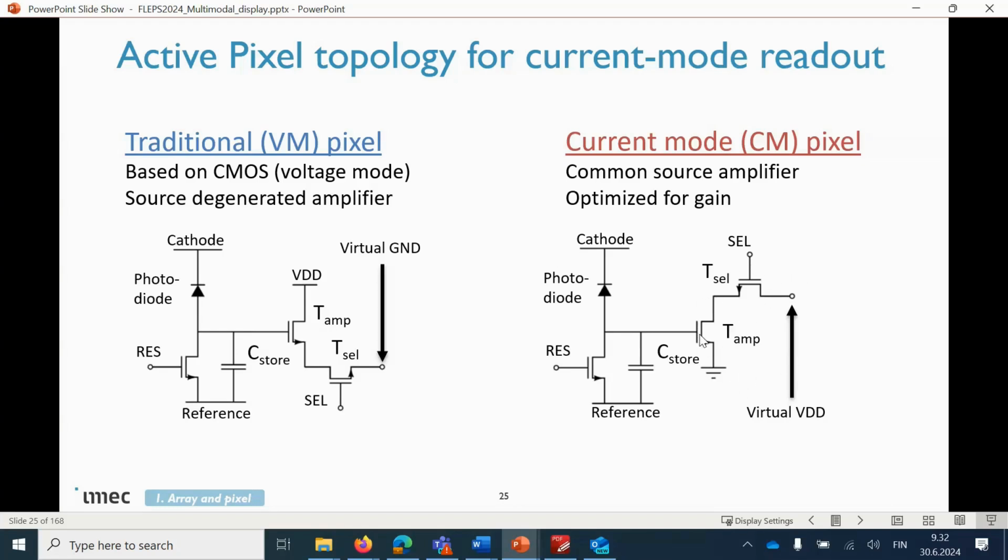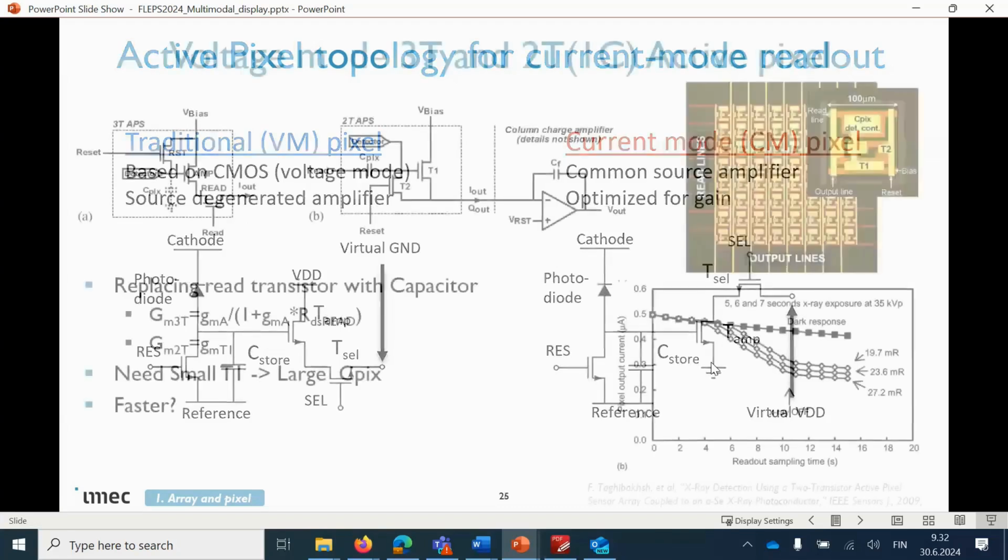So in the common mode pixel, we actually have a common source amplifier, which means that we don't degenerate the amplifier as we do for the traditional voltage mode pixel, which means that we don't decrease the gain. So the gain by definition is larger at the current mode pixels than the voltage mode pixels, and also the speed is usually much better because we have a constant current.